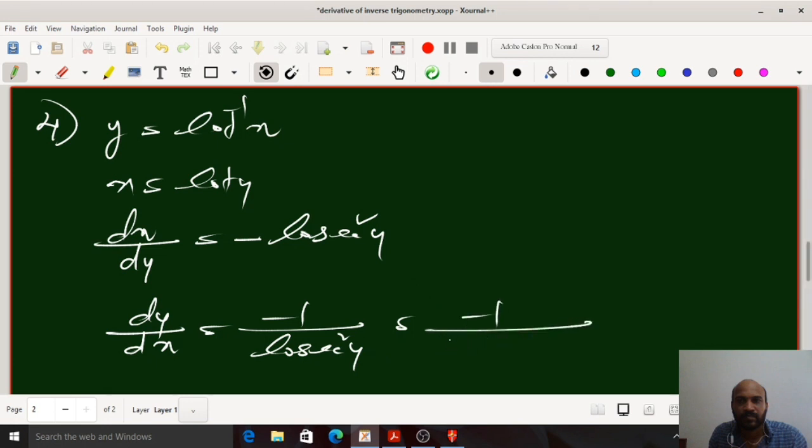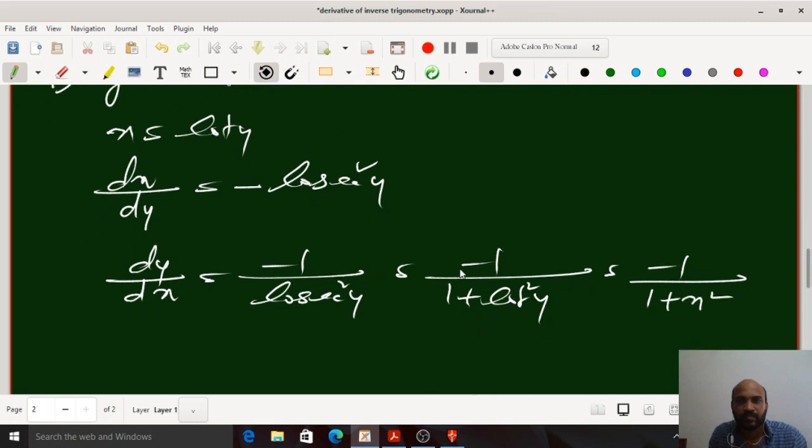Cosec square y equals 1 plus cot square y. So the answer is minus 1 by 1 plus x square. So the derivative of cot inverse x is minus 1 by 1 plus x square, and the derivative of tan inverse x is just 1 by 1 plus x square.